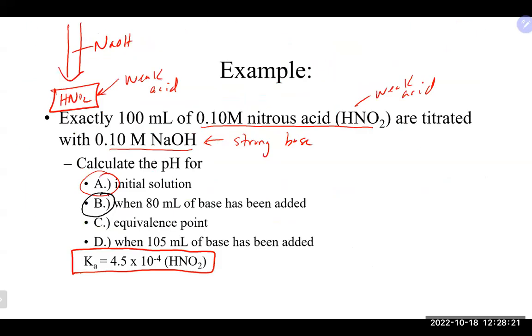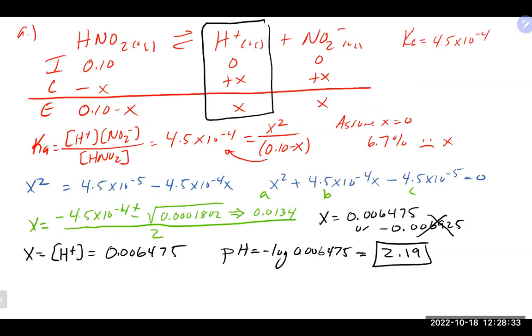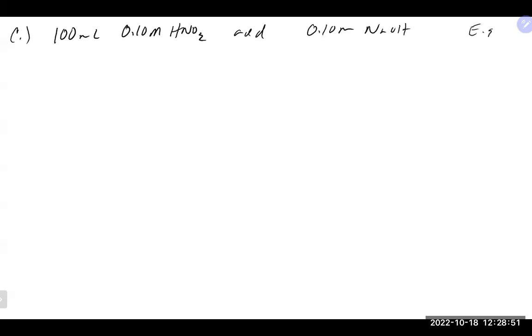So let's look at this one here, which is C, and we're at the equivalence point here. So same titration, continuing on to our equivalence point. So C is, we have again our 100 milliliters of our 0.1 molar nitrous acid. And we're adding our 0.1 molar sodium hydroxide, and we are at the equivalence point here. Equivalence point.